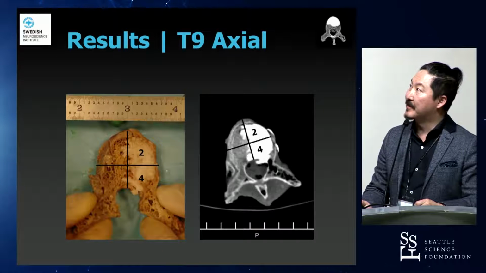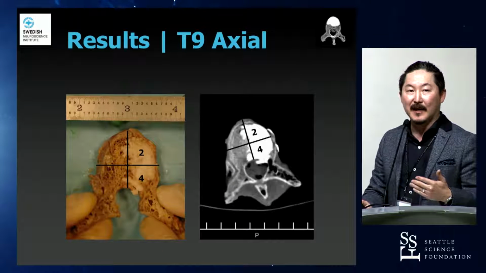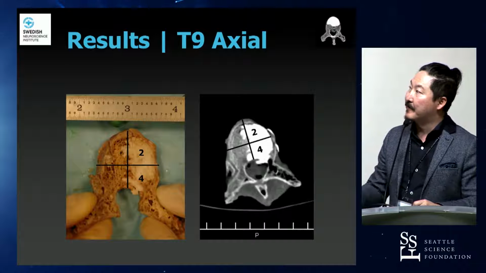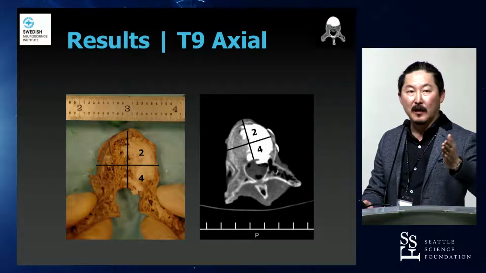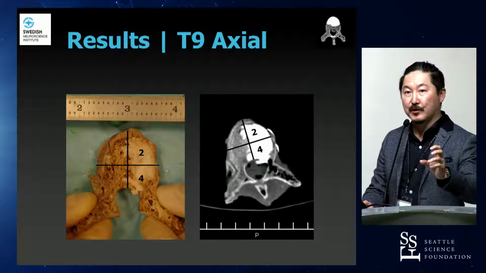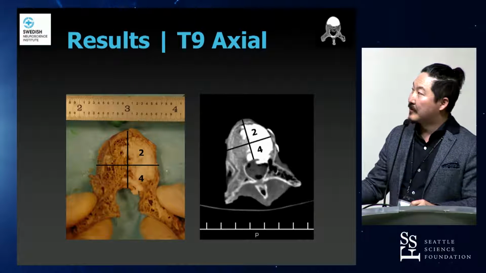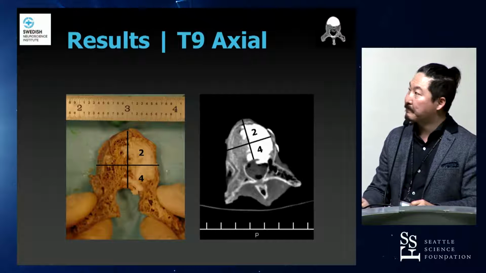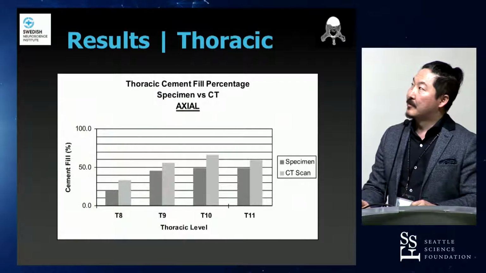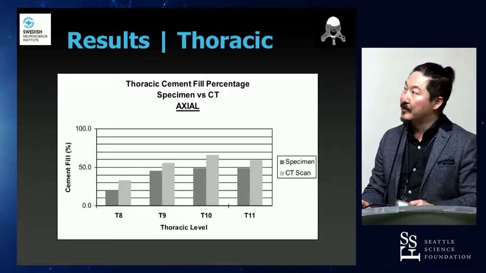And this is another example of what the cement looked like at T9. And you can see that this filling pattern primarily filled at zone 2 and then zone 4. And you can see that there's a little bit of cement in the spinal canal here as well. So this is just some of the results.